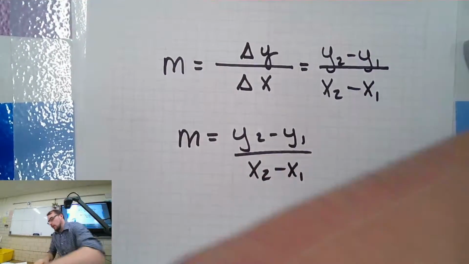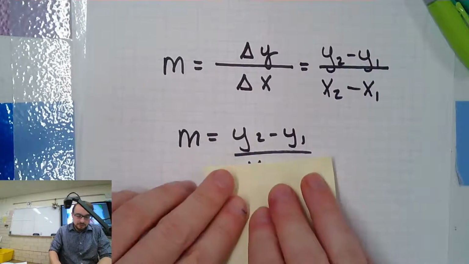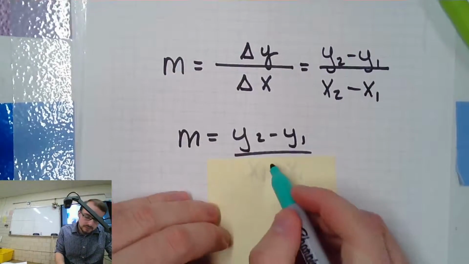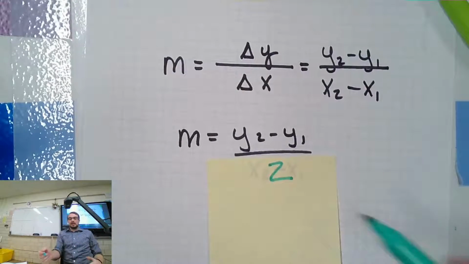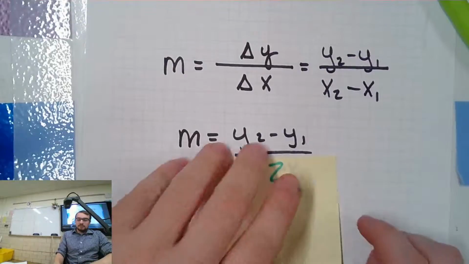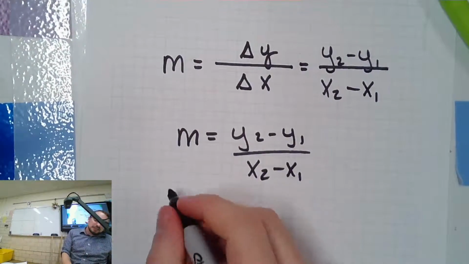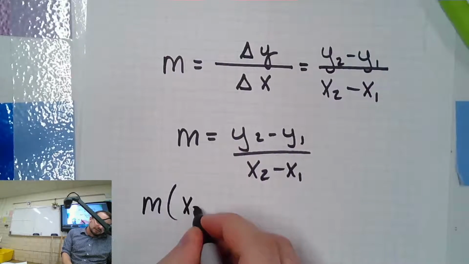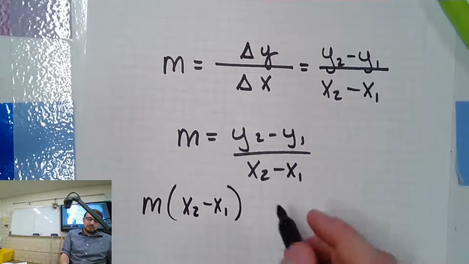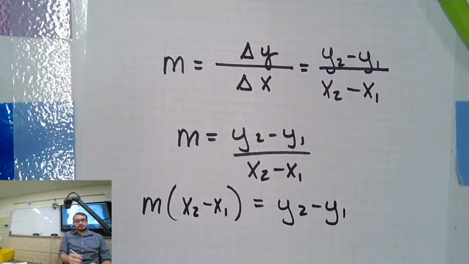And we know for Nevaeh, if this was a 2, how would I get rid of the divides by 2? Multiply both sides by 2, right? So instead of 2, we have x2 minus x1, so we're going to multiply both sides by x2 minus x1. We get m times the quantity of x2 minus x1, right? There's 2 terms there, so we have to wrap it in parentheses when we multiply. And that gets rid of it in the bottom, so now we're here.